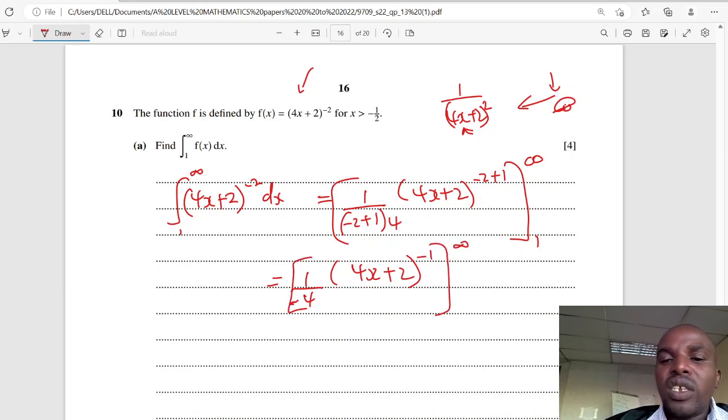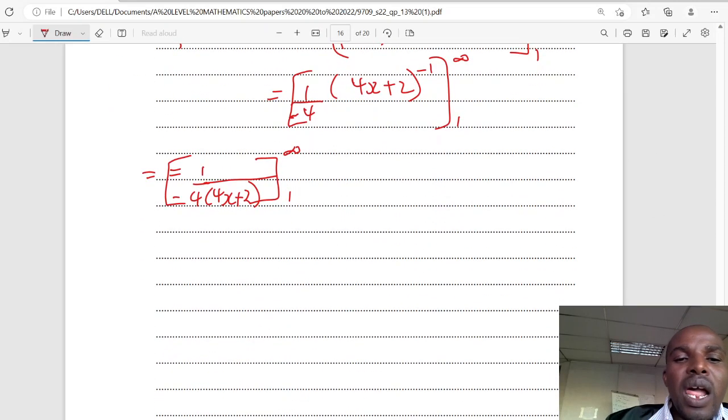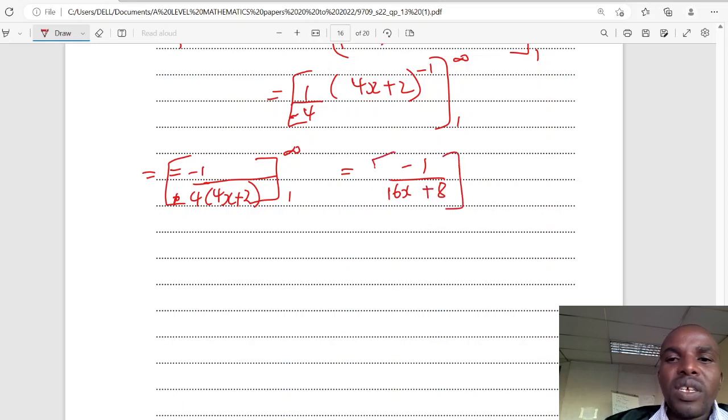Then infinity, 1. So this is the same as 1 over minus 4, then 4x plus 2, like this. Then infinity, then 1, like this. It's the same as, if you can put minus as the numerator here, so it will be minus 1 over 16x plus 8. Then the limits, we can put infinity and 1.